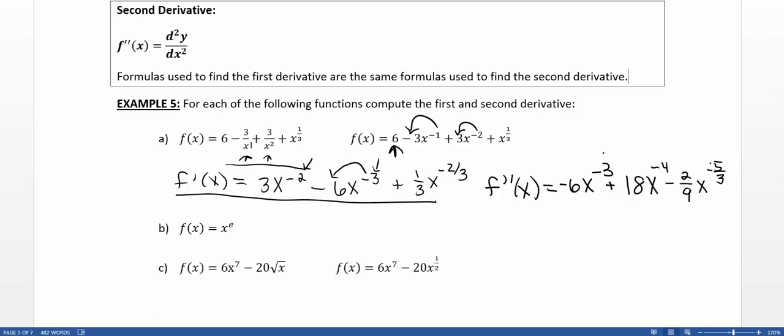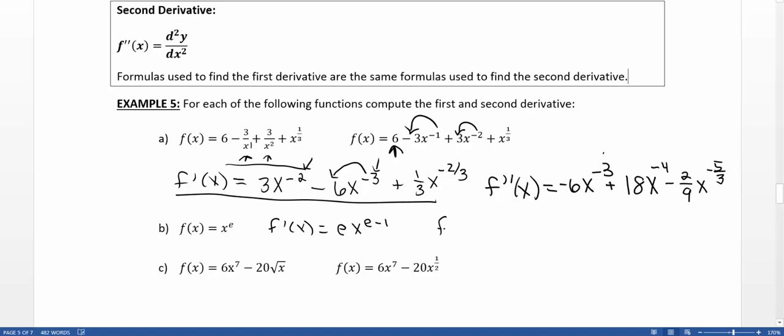Part B looks a little funny. So for B, we have x to the e. Now remember that e by itself is a number, like pi. So when we have x to the e, it's still x raised to a number. So we can still use our power rule here. So when we find the first derivative, our formula says that the number in the power is going to come down and we're going to subtract 1 from the power. So we can write this as e times x to the e minus 1. It looks a little goofy, but it still works and it still follows all our rules.